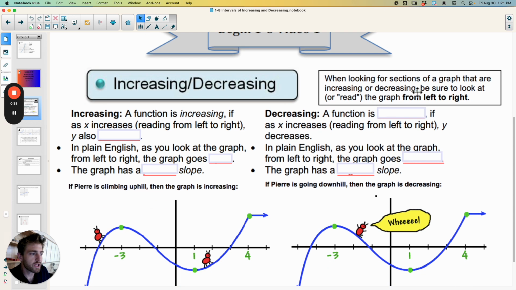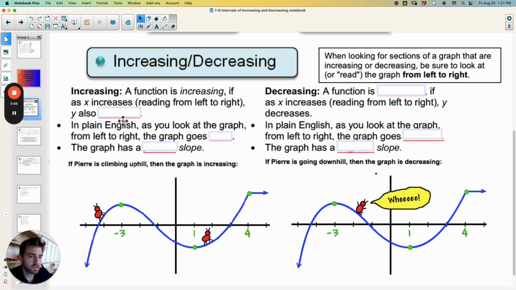Alright, so when looking for sections of a graph that are increasing or decreasing, be sure to read the graph from left to right. I mentioned in the last video that you want to scan your graph from left to right. So we always read it from left to right. Okay, so let's fill these in.